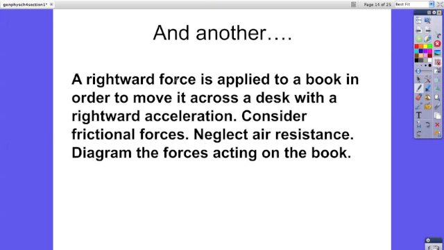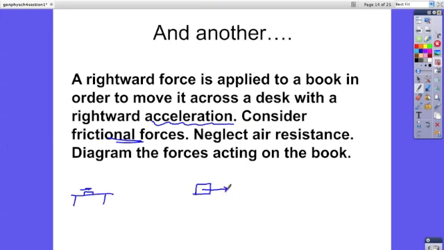A rightward force is applied to a book in order to move it across a desk with a rightward acceleration. Consider frictional forces. Neglect air resistance. Diagram the forces acting on a book. So we have our tabletop and we have a book, and somebody is pushing that book to the right, and it's accelerating, and there is friction.